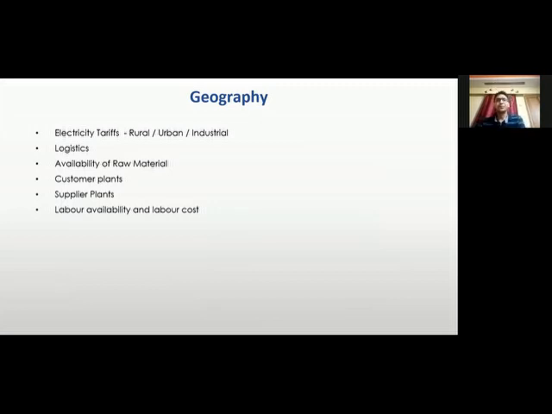Also, labor availability and labor cost are most important. If you consider the Mumbai or Pune region, the labor cost is very high. But if you go outside these metro cities, in a rural area, the labor cost is very low. So that will impact your final product cost.